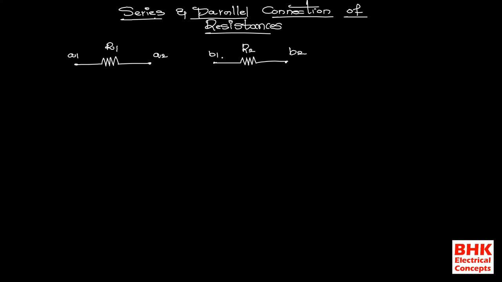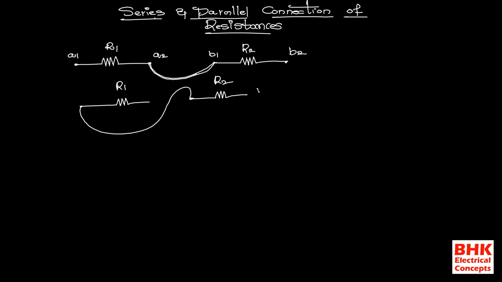To identify the series connection of R1 and R2, it is simple. If the terminal A2 of R1 is directly connected to the terminal B1 of R2, this is called a series connection. For example, if the terminal A1 is directly connected to B1, that is also a series connection. So this is R1, this one is R2. Initially we are directly connecting these two terminals and we call this the series connection of R1 and R2. If I directly connect this terminal to R2, then this is also a series connection.